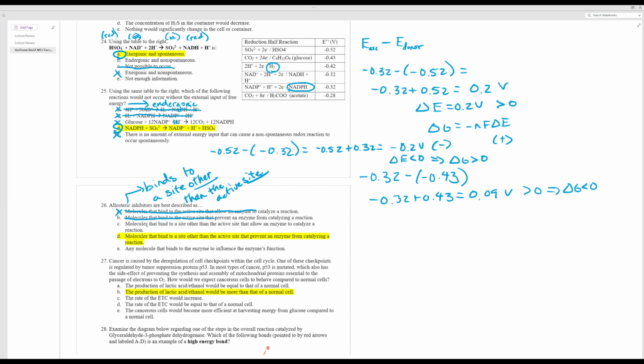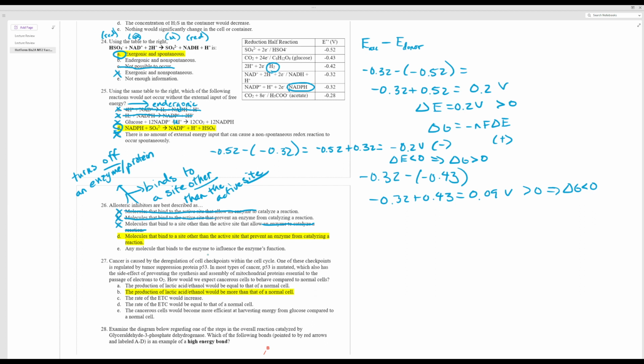Well, that would be true of an allosteric activator, right? And something that allows an enzyme to catalyze a reaction describes an activator. It's turning on an enzyme. We're asking about an inhibitor. So an inhibitor turns off an enzyme/protein. Okay. So this part of the answer choice is wrong.